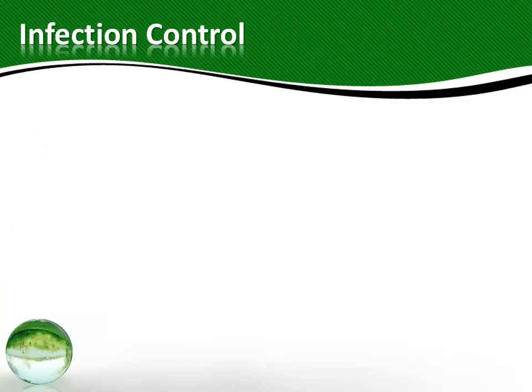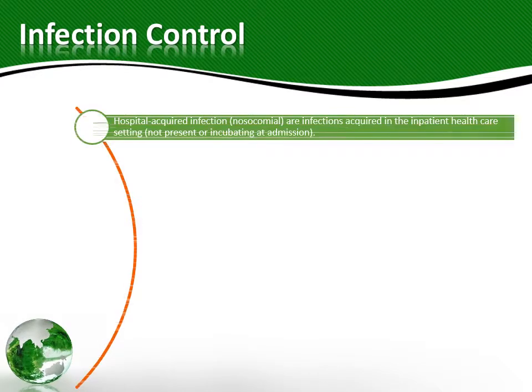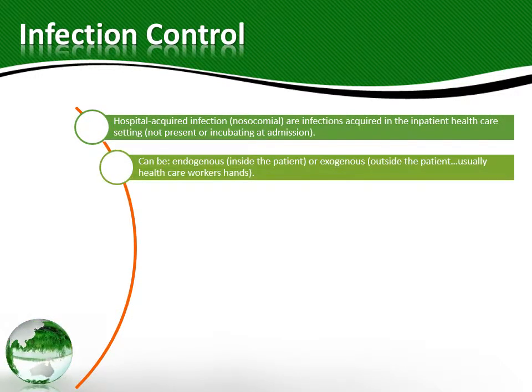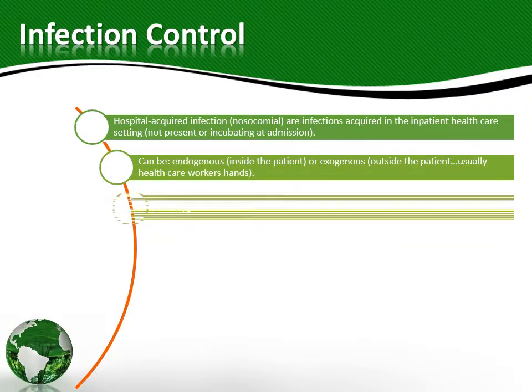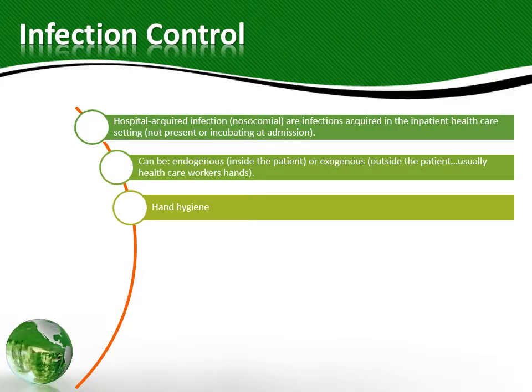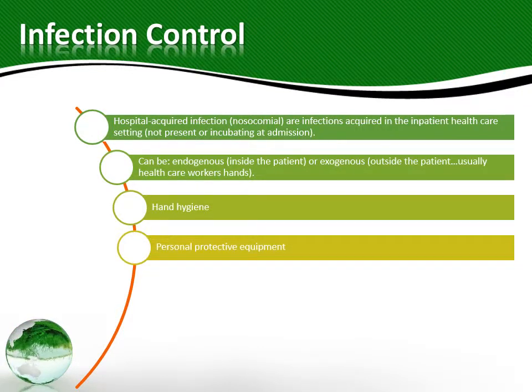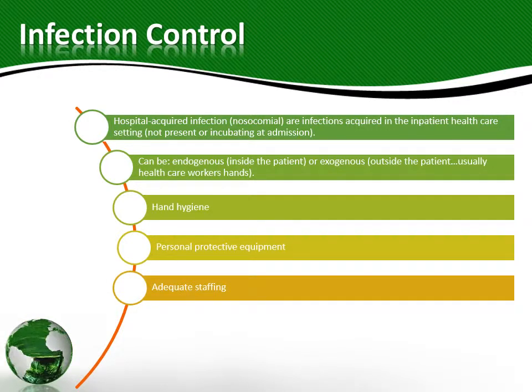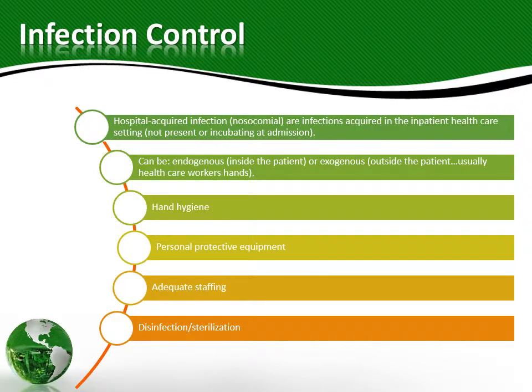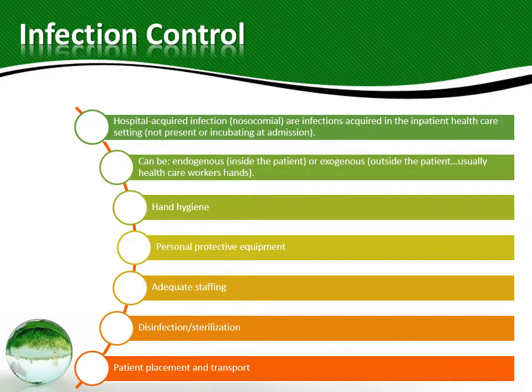Okay, so let's discuss infection control. Hospital-acquired infections, also known as nosocomial infections, are infections that are acquired in the inpatient healthcare setting. They can be endogenous or exogenous. The most important thing is hand hygiene, the use of personal protective equipment, adequate staffing, disinfection and sterilization, and patient placement and transport.